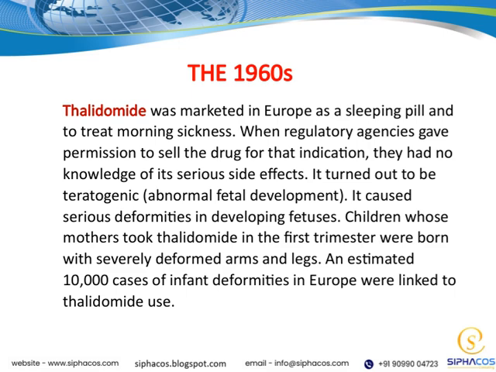It caused severe deformities in developing fetuses, particularly in the arms and legs. Children whose mothers took thalidomide during the first trimester were often born with drastically deformed limbs. In fact, around 10,000 cases of infant deformities in Europe have been linked directly to thalidomide use. This tragic chapter highlights how vital thorough testing and understanding of a drug's effects are before it hits the market. It underscores the importance of regulation and vigilance in safeguarding public health.